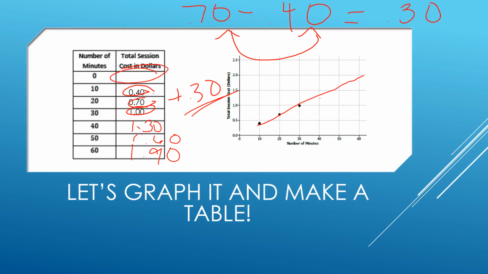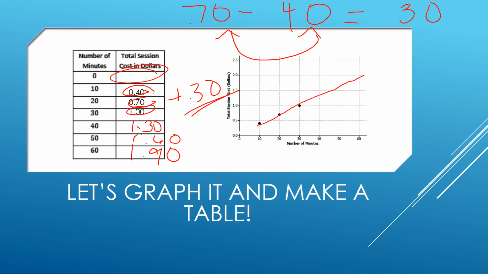So if we add 30 cents to $1, we get, pause it if you need to make the calculations. So for 40 minutes, it is $1.30. So we need to add 30 cents for our next one. So for 50 minutes, it's $1.60. Need to add 30 once again to get to 60 minutes. It's $1.90.